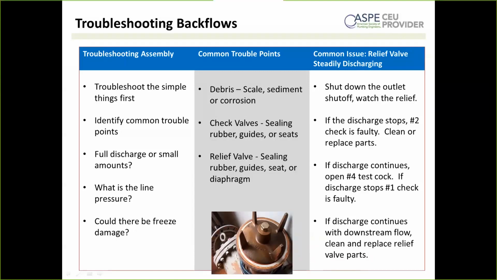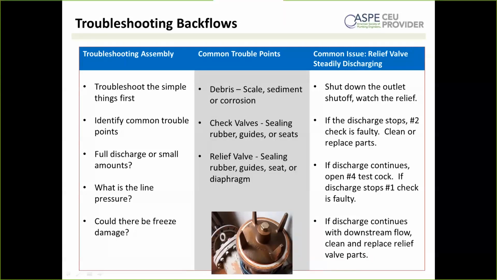So open that number 4 test cock. You've got to create more flow than is coming out of the relief valve. And if discharge stops, that number 1 check is faulty. We know this because once we created some flow and lifted that first check up by itself, the relief valve seated because it's seeing that pressure differential, so we know the relief valve is good.